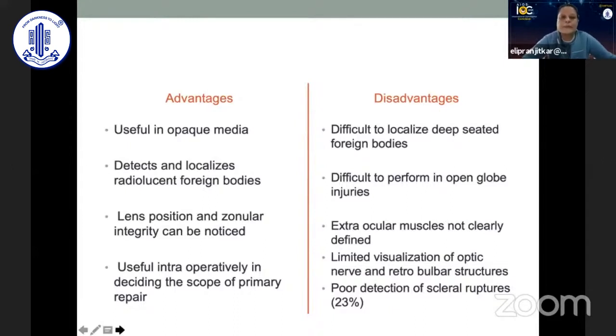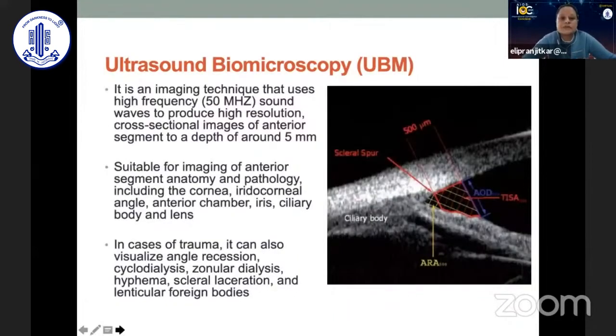Next one is ultrasound biomicroscopy or UBM. It is an imaging technique that uses high frequency sound waves to produce high resolution cross-sectional images of the anterior segment up to the depth of 5 millimeters. And in case of trauma, it can visualize angle recession, cyclodialysis, zonular dialysis, hyphema, scleral laceration, and intraocular foreign body, as you can see here.